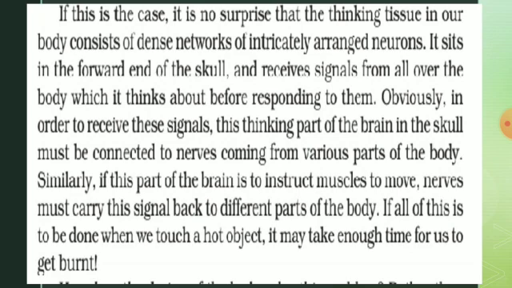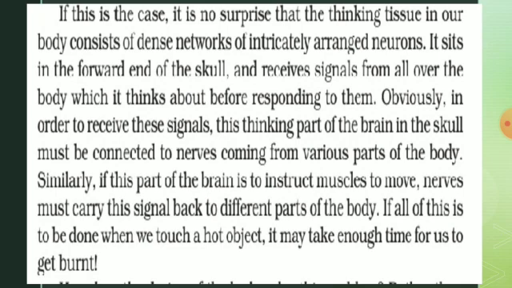It sits in the forward end of the skull. That means it is situated at the forward end of the skull and receives signals from all over the body, which it thinks about before responding to them. That is why we call the brain and spinal cord the central nervous system. Obviously, in order to receive these signals, this thinking part of the brain in the skull must be connected to nerves coming from various parts of the body.